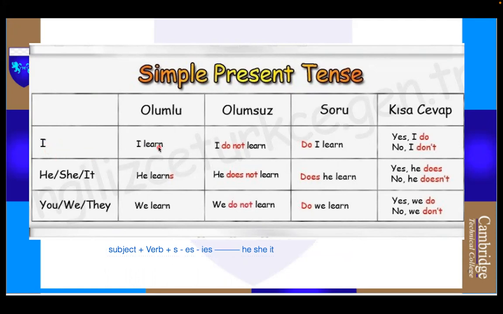Okay? I learn. He, she, it changes. So it becomes learns. We add s. Why? Because of the rule. So subject plus verb plus s.